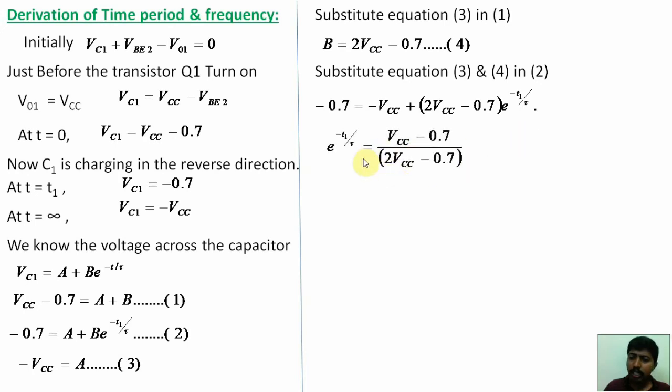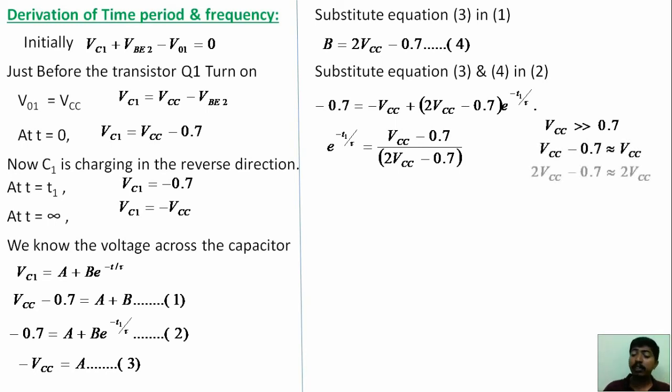We will get e power minus t1 by tau is equal to (Vcc minus 0.7) by (2 Vcc minus 0.7). We know that Vcc is very much higher than 0.7, so Vcc minus 0.7 is approximately equal to Vcc, and 2 Vcc minus 0.7 is very close to 2 Vcc. So substituting, we get e power minus t1 by tau is equal to 1 by 2.